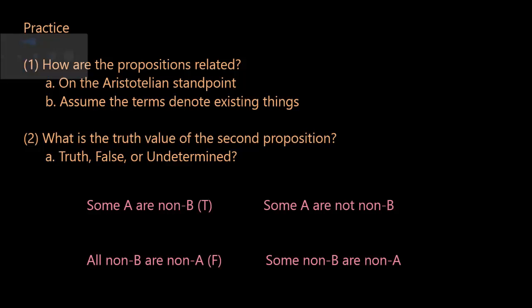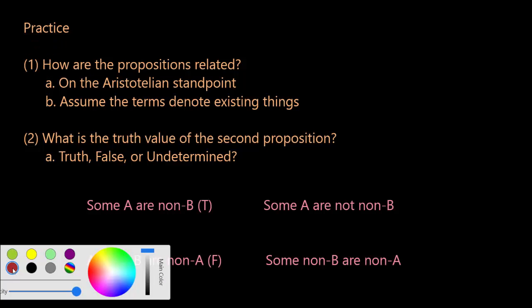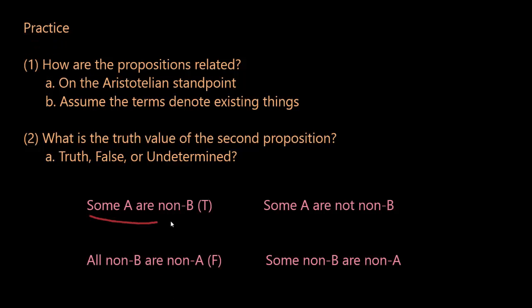So if we take a look at these two propositions, we have some A are non-B, some A are not non-B. First, determine how are these related given the Aristotelian square of opposition.